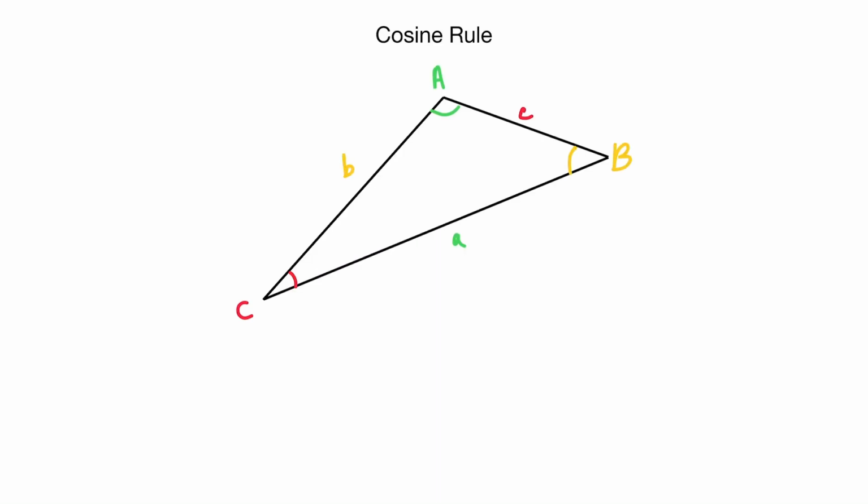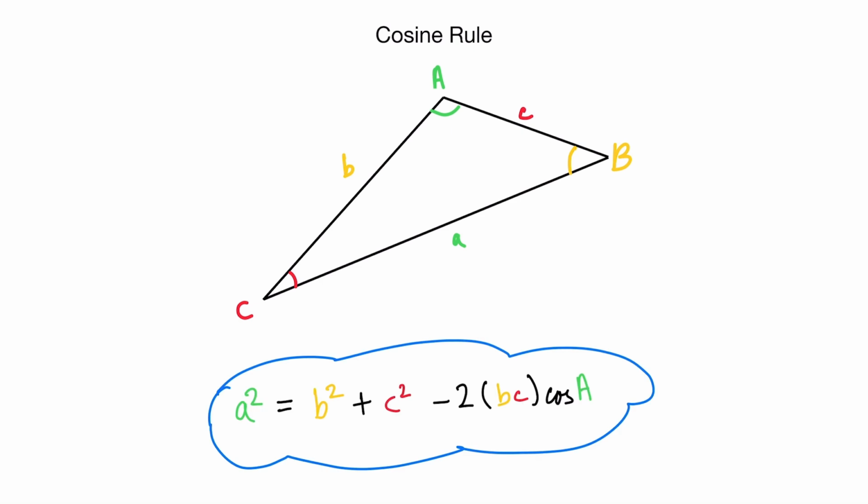So here I have a scalene triangle, and I've marked each angle with a capital A, B, and C. Then what I've done is I've marked the side that's opposite that angle with a lowercase a, b, and c, as you can see. And this is the cosine rule: a squared equals b squared plus c squared minus 2bc cos A.